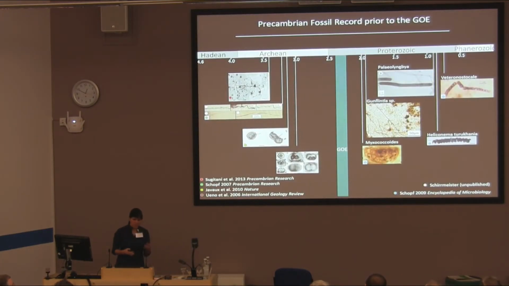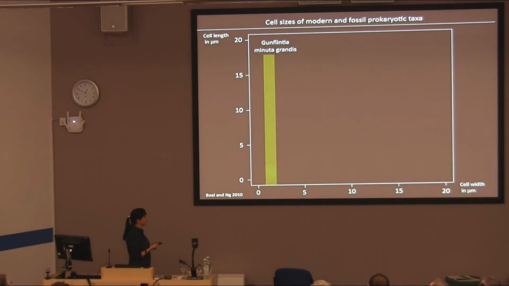Now, with those varying sizes of filaments, I thought maybe we could still make some assumption about what those filaments in the Gunflint could have belonged to. If you look at the fossils from the Proterozoic, we see that a lot of the filaments vary quite largely in size, also compared to the Archean fossils here, which are much smaller. The filaments in the Gunflint have been described as Gunflintia minuta and the larger forms as Gunflintia grandis.